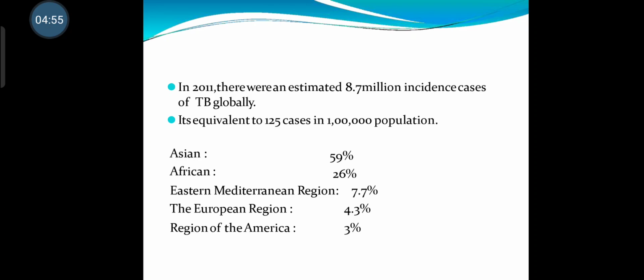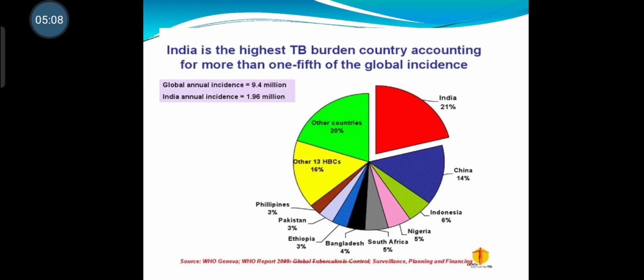In Asia it is found to be 59%, Africa 26%, Mediterranean region 7.7%, European region 5.3%, and the region of America constitutes 3% of the cases. India is the highest TB burden country, accounting for more than one fifth of the global incidence. Our country India is mostly affected by tuberculosis. The global annual incidence of tuberculosis in the whole world is 9.4 million, but in India alone it is 1.96 million.